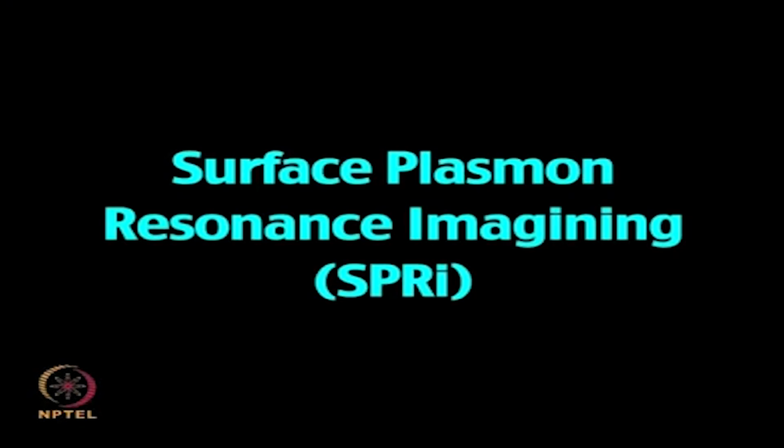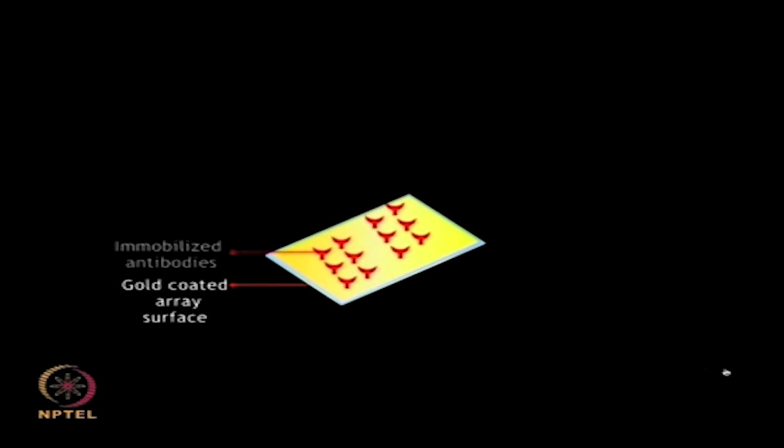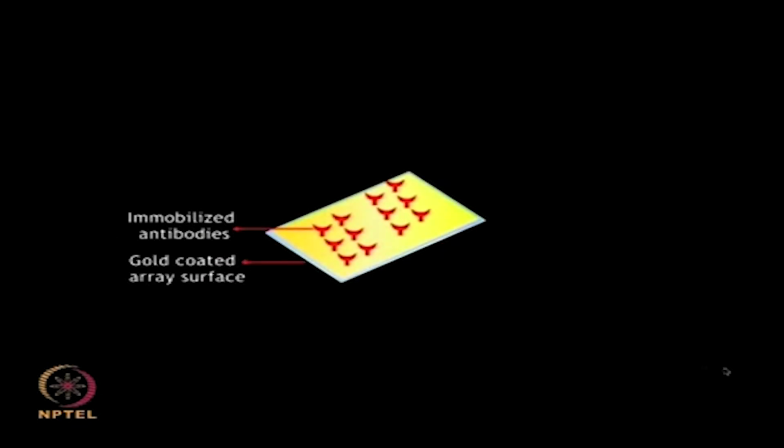Now, after discussing some of the basic concepts involved in SPR imaging, let us watch this animation for further understanding of SPR imaging concepts. Surface plasmon resonance imaging, or SPRi. In this technique, a gold coated glass array surface is used for immobilization of antibodies complementary to the target protein of interest.